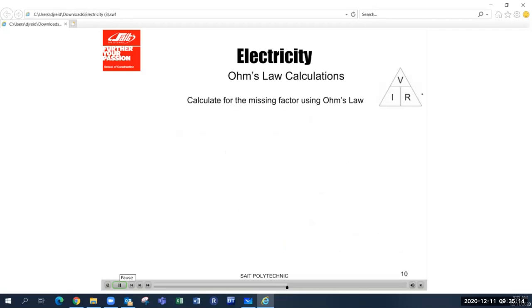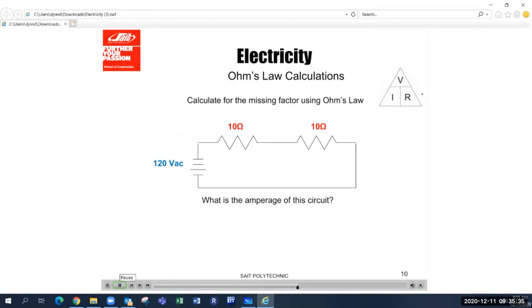This slide shows an example of using Ohm's law to calculate for the missing factor. We have a simple series circuit with one resistor at 10 ohms, the second resistor at 10 ohms, and a supply power at 120 volts AC. What is the amperage of this circuit? Okay, so there's a question being posed. So first off, anytime I do any calculation, I have to find my resistance total first. So in this circuit, my resistance total is 20 ohms.